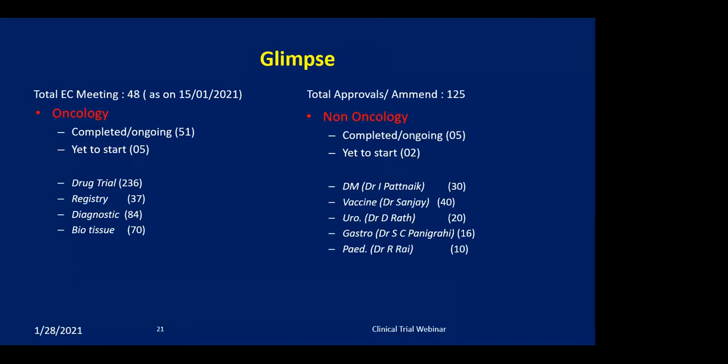So a glimpse: total EC meetings since inception is 48, the last being on 15th January 2021. Total approvals and amendments is 125. Oncology trials completed and ongoing are 51, yet to start 5. The major ones are drug trials, with 236 patients enrolled, registry 37, diagnostic 84, and biotissues almost 70. On the right hand side, these are non-oncology. Next.